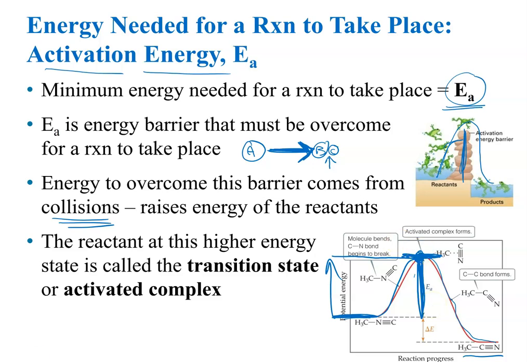And the point at the top of this hump, this high energy collided molecule, is called the activated complex, or the transition state, because it's at this higher potential energy state that the reaction is going to transition from reactant to product.